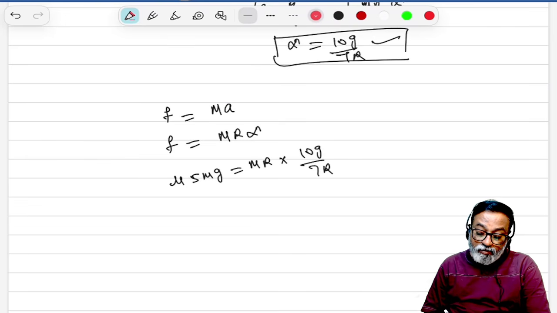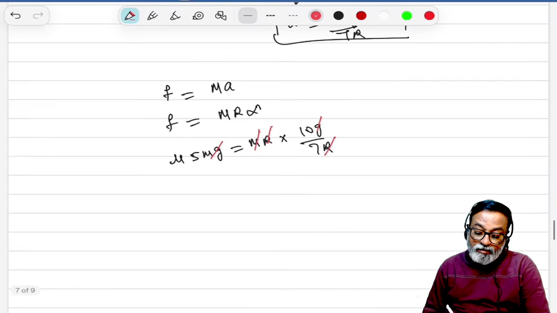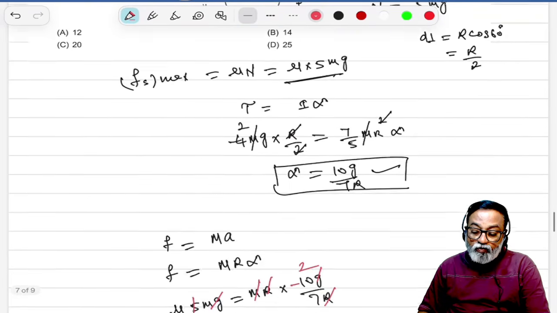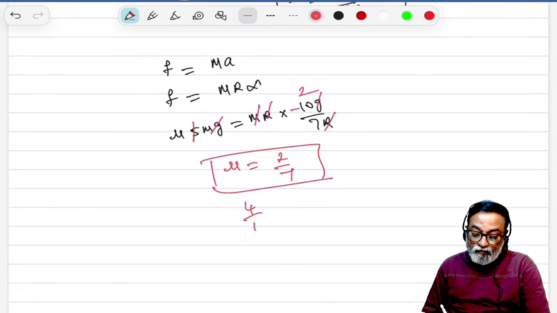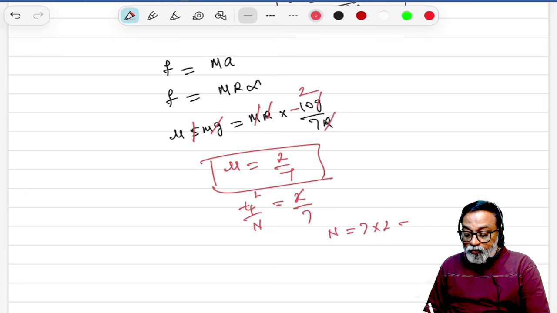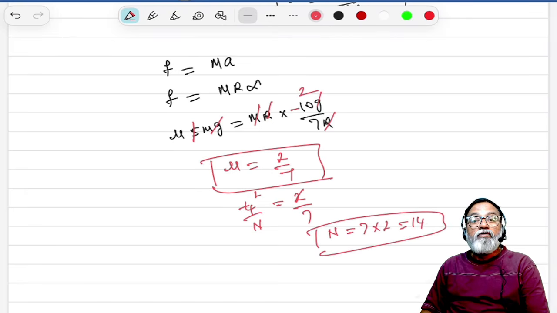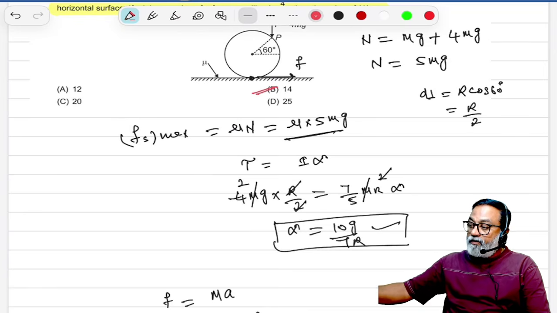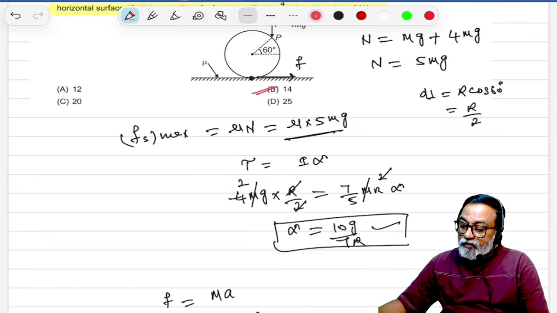Here mg gets cancelled, r gets cancelled. Here 5 2 times. Therefore, mu is equal to 2 by 7. But in the problem, mu is given as 4 by n. Therefore, 4 by n is equal to 2 by 7. This is 2 times. Therefore, n is equal to 7 into 2, which is 14. Therefore, n is equal to 14. Answer B is correct. Next one.